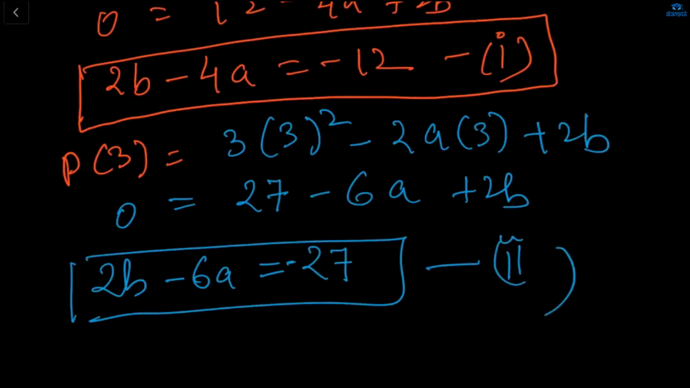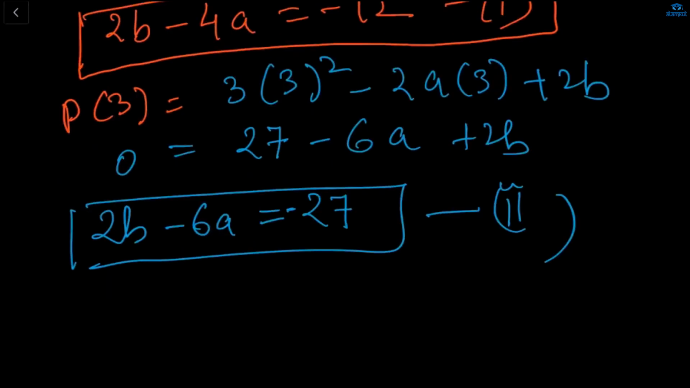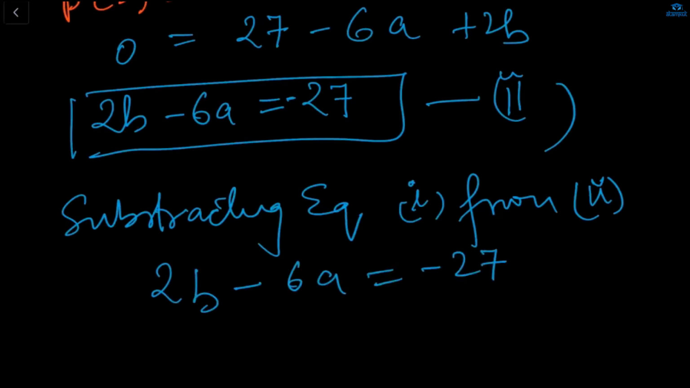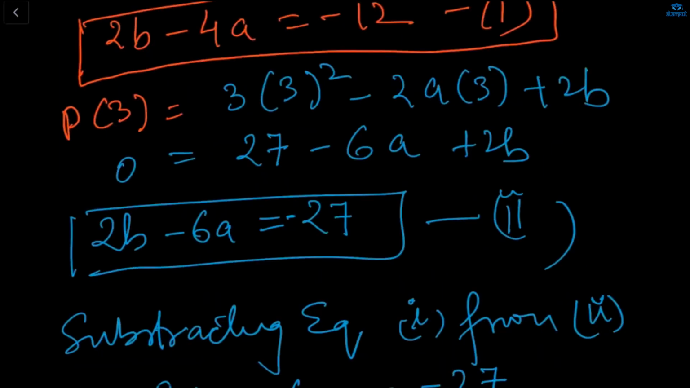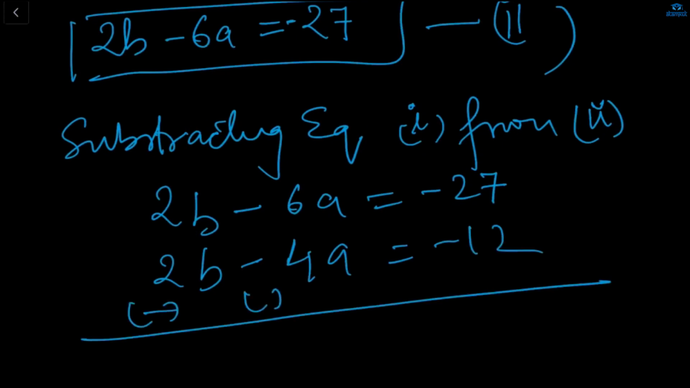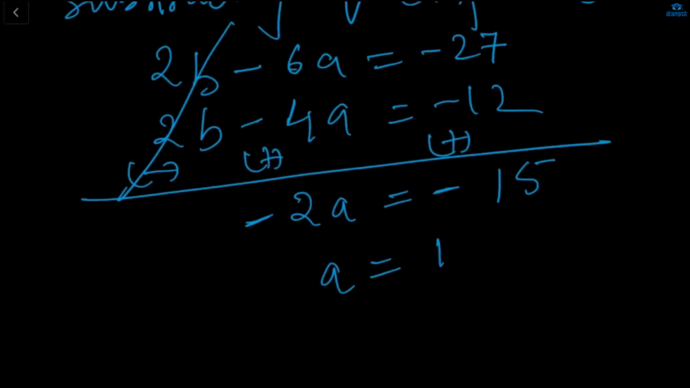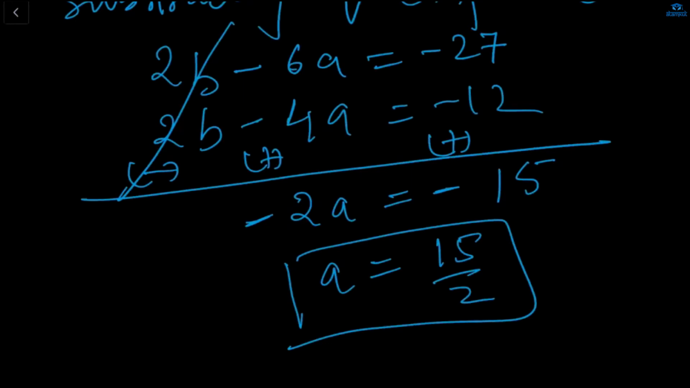So you can use any of the methods and solve it. Now I will subtract the both equations, because you can see 2b is there. So subtracting equation first from second. I'm writing first from second because in second you are having greater values. Minus 2b plus 4a equal to minus 2b... minus 15. So a will be 15 by 2. You've got a value 15 by 2.